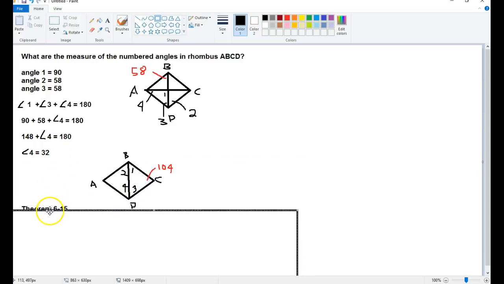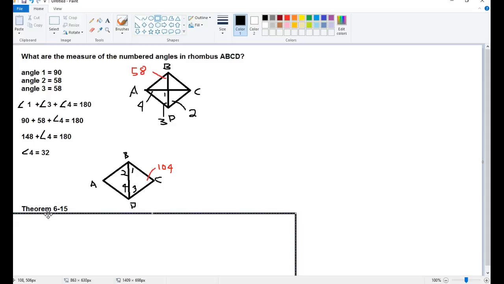Now you're going to have a problem on your own. So you're asked to find the angle measures of 1, 2, 3, and 4 for this rhombus here.